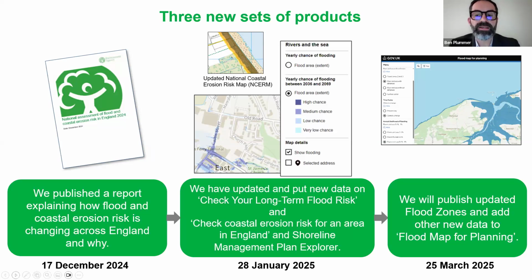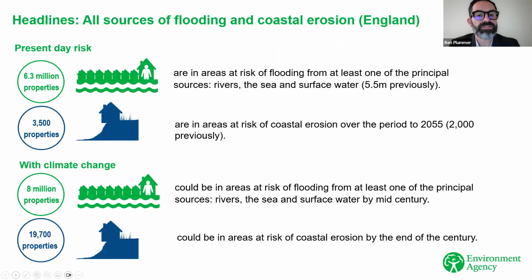Lastly, before I hand over to John, if we just go to the final slide in the intro section, just to give a top level flavour of the headline figures from our national report. The data shows there are currently 6.3 million properties at risk of flooding from at least one of either rivers, sea or surface water. 3,500 properties are also now understood to be at risk of coastal erosion by the middle of the century under a present day climate scenario.